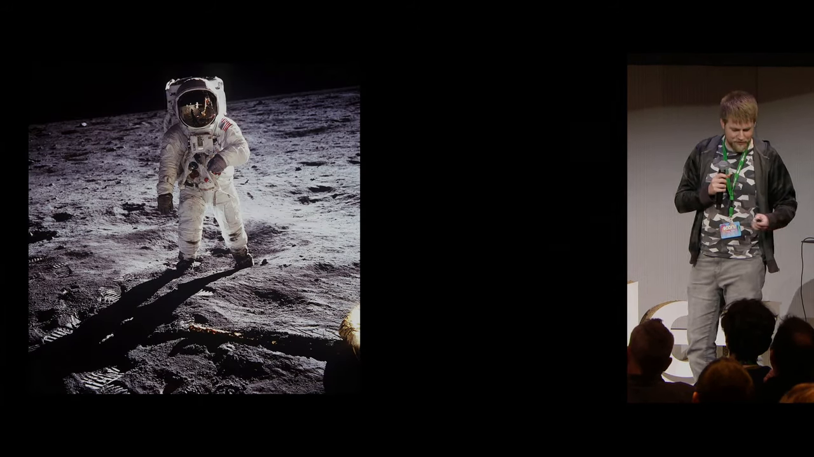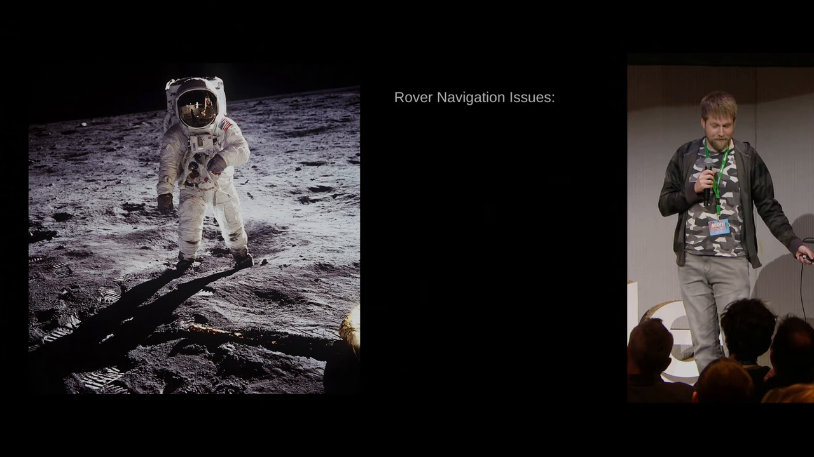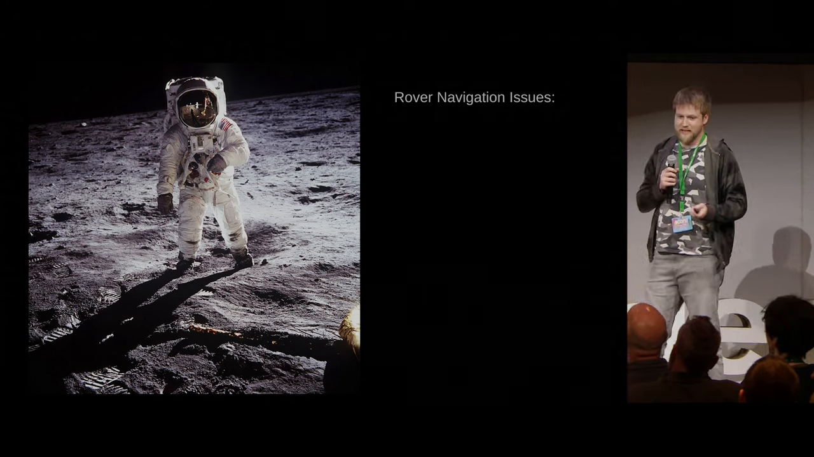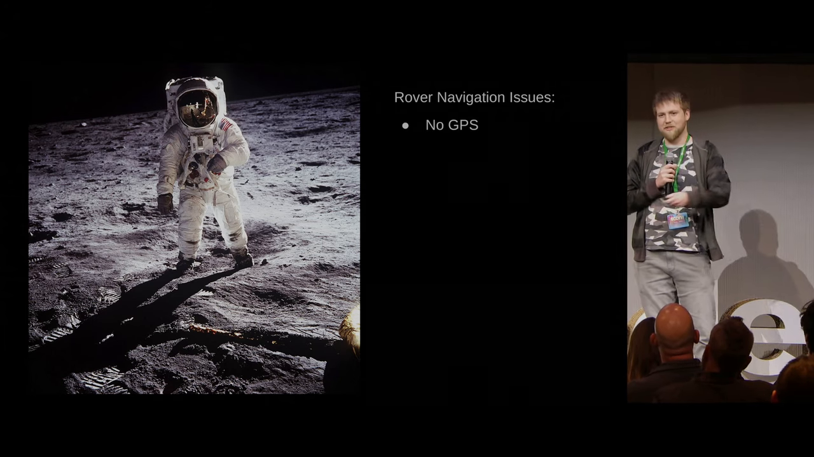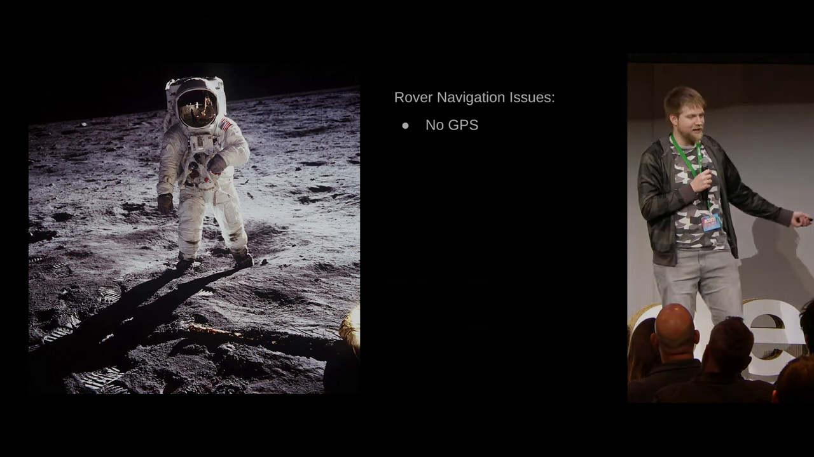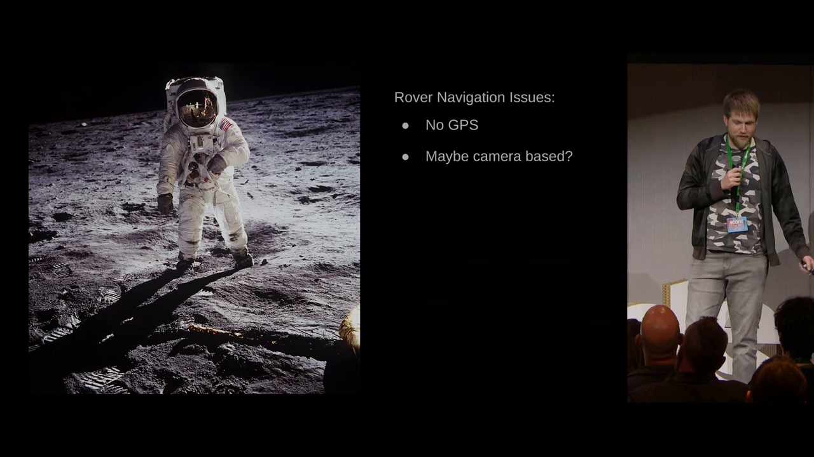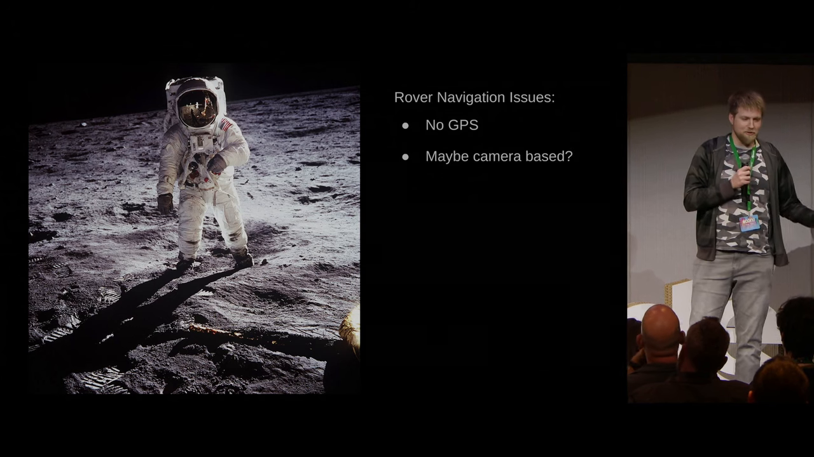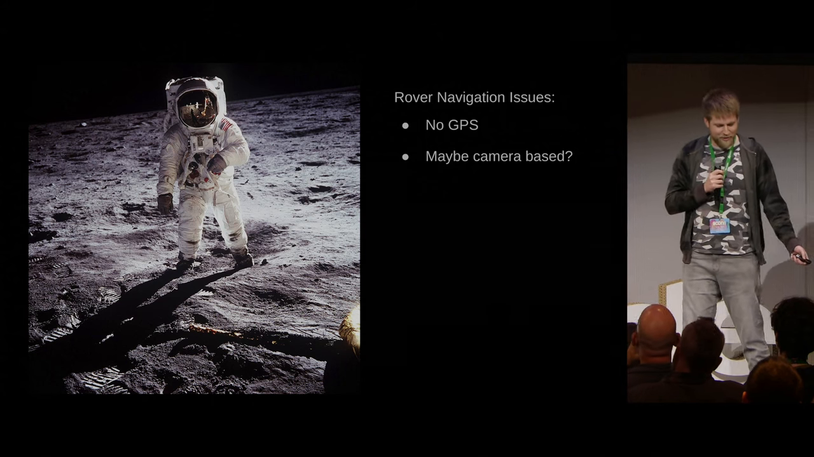The moon is cool. For me, I like space things, I'm a nerd. The one interesting thing about the moon is that there is no GPS. So if you want to make a robot that goes and drives around on the moon all by itself without a pilot, how does it know where it is? I don't know. Maybe it has cameras. So on Earth, we have self-driving cars. Maybe on the moon, they're the same. Maybe they use cameras for image-based navigation.